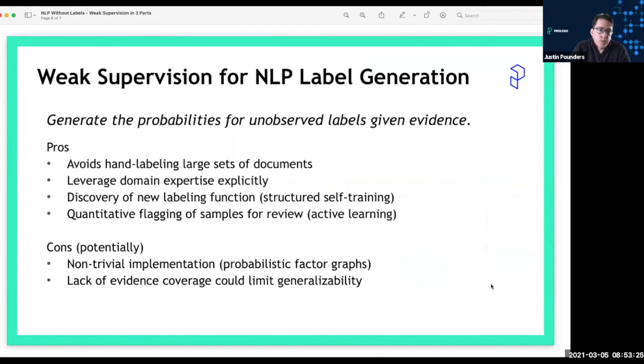So to wrap up, that's weak supervision in 3 steps. The pros of weak supervision in general is that it avoids us having to hand label large sets of documents, which is often the most challenging part of a natural language classification task. It also allows us to leverage domain expertise explicitly. So in this case, I'm not a lawyer, but I can go to a lawyer and he or she can tell me what they are looking for as it pertains to this classification task. And I can take that knowledge and explicitly codify it through label functions, which are programmatic functions that then will assign approximate labels to my entire corpus of documents.